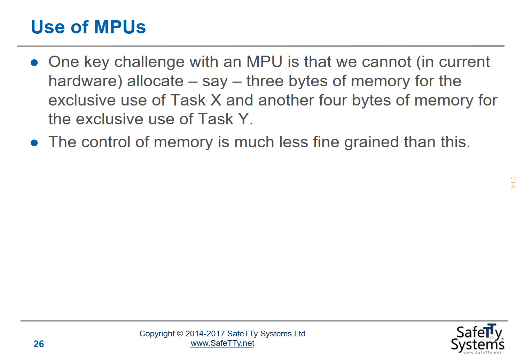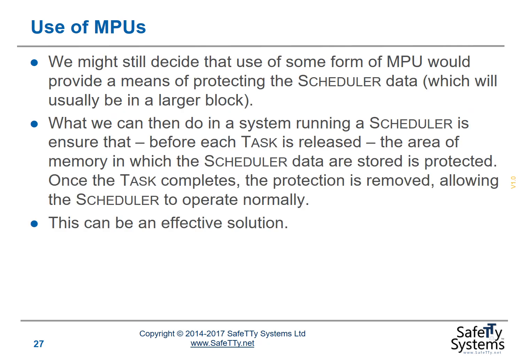One key challenge with an MPU is that we can't, in current hardware at least, allocate, say, 3 bytes of memory for the exclusive use of task X and another 4 bytes of memory for the exclusive use of task Y. The control of memory is usually rather less fine-grained than this. We might still decide that use of a memory protection unit would provide a means of protecting the scheduler data, which is usually in a larger block. And you can sometimes do this effectively.